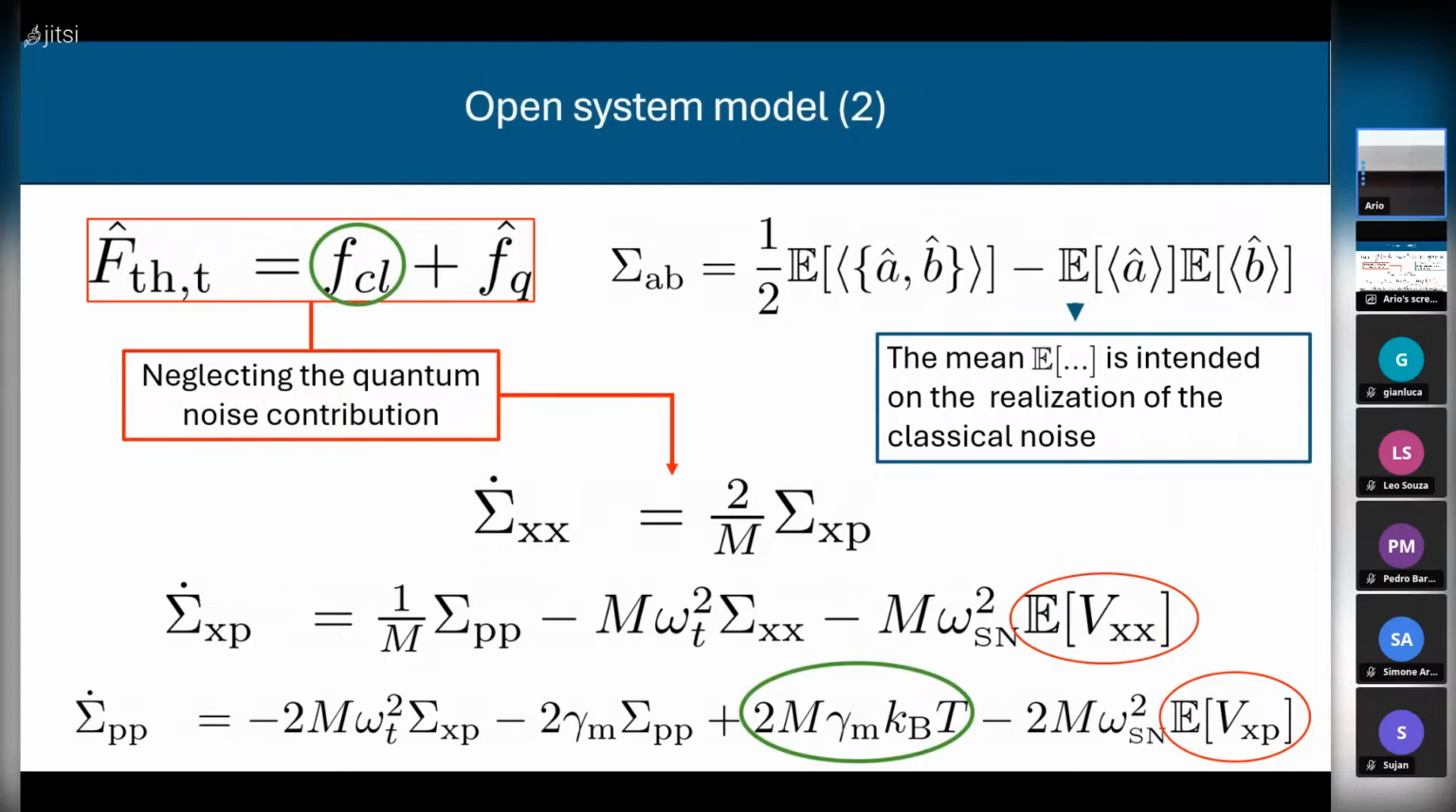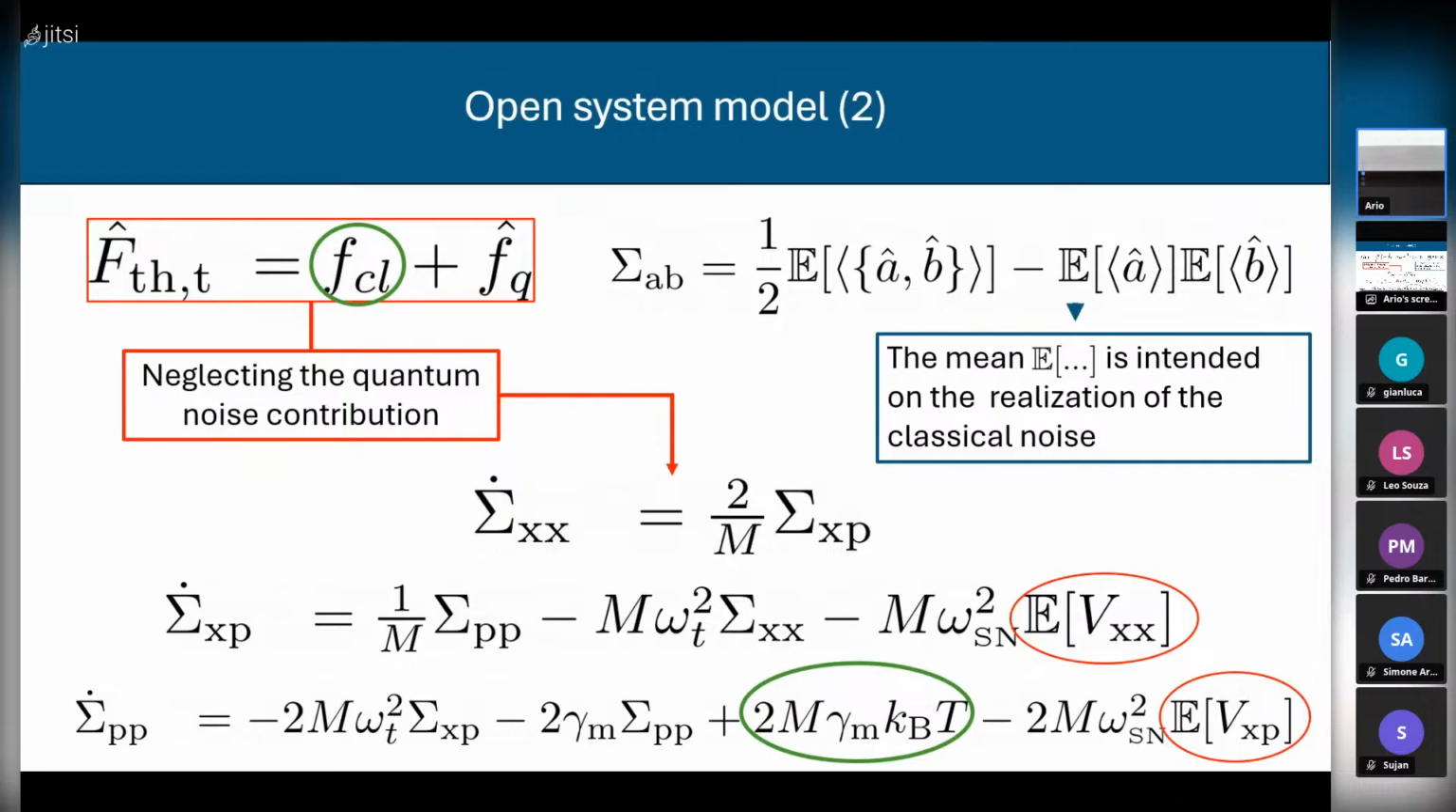Now in this case you have to define different objects, which are this sigma, okay? That is what you should obtain experimentally. In it you have two kinds of means. One is a stochastic mean on the realization of the classical stochastic process, and the second is the one on the state of the system and this environment.